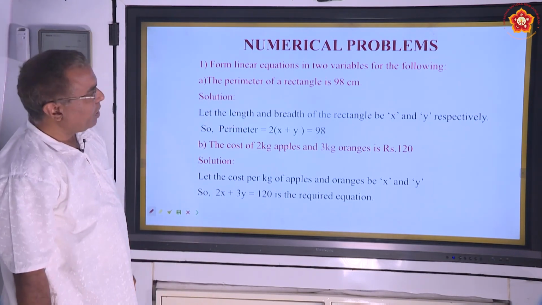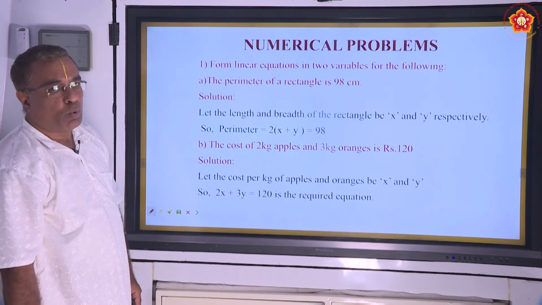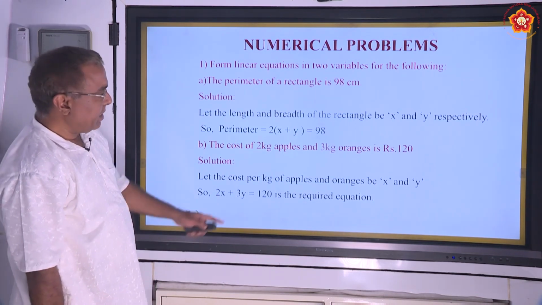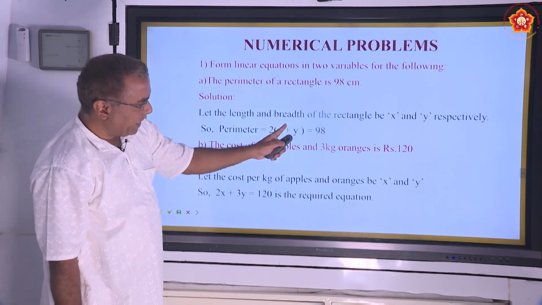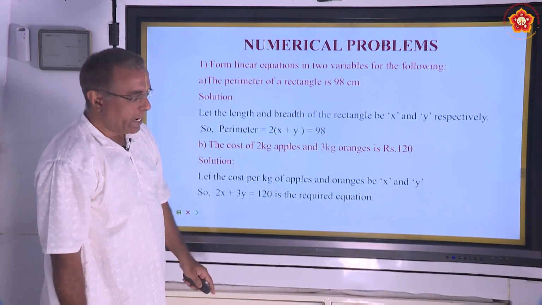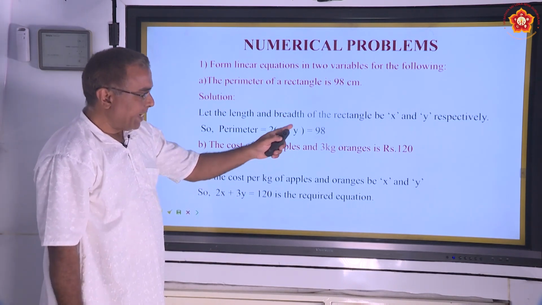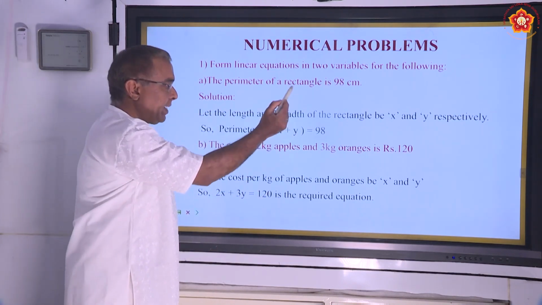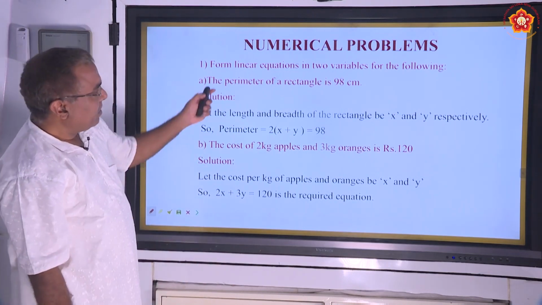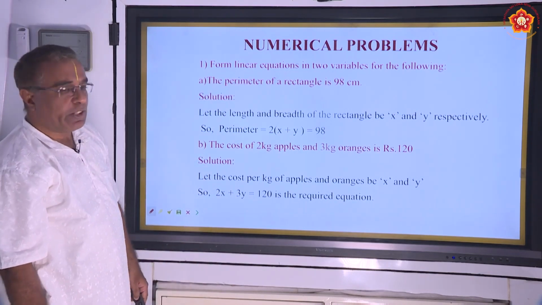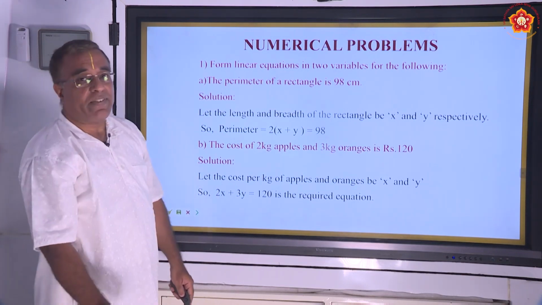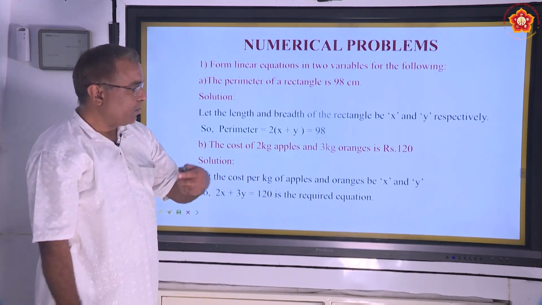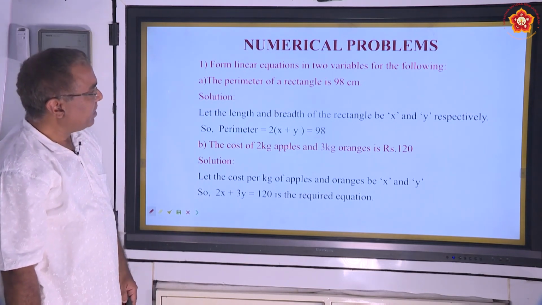Perimeter, you know what is the formula for perimeter of rectangle? 2 into length plus breadth. So, directly I am using that formula, 2 into length I am taking x plus breadth I am taking y. That is how we have twice of x plus y equals 98. Simply we need to write the linear equation, that is it. We need not simplify it further. In case they have asked us to exactly find the length and breadth, then of course we need to proceed further.